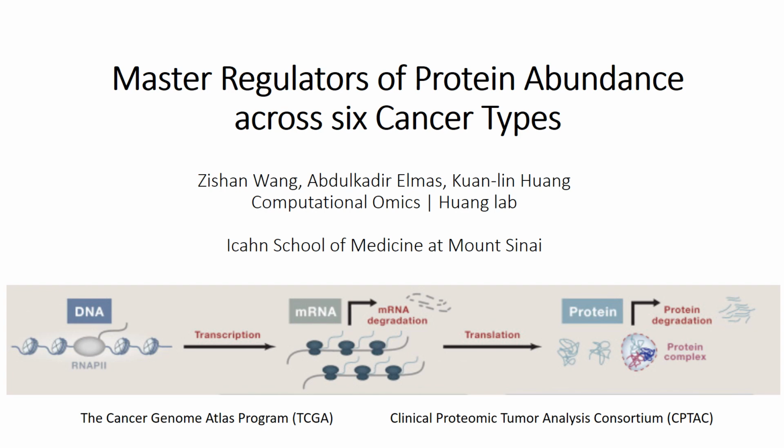Now I would introduce my project, Master Regulator of Protein Abundance across 6 cancer types. As we all know, the central dogma defines the transmission of genetic information from DNA to RNA, called transcription, then from RNA to protein, called translation.